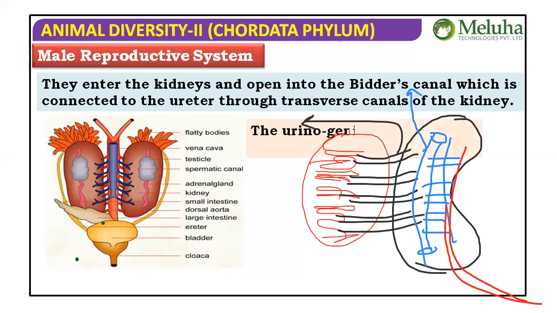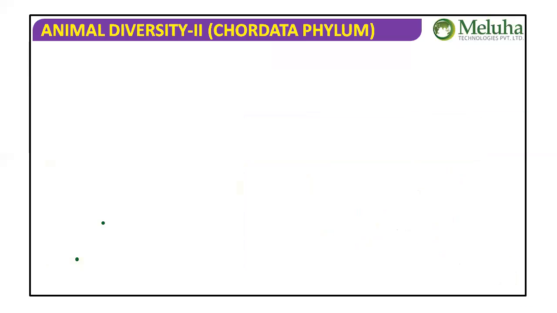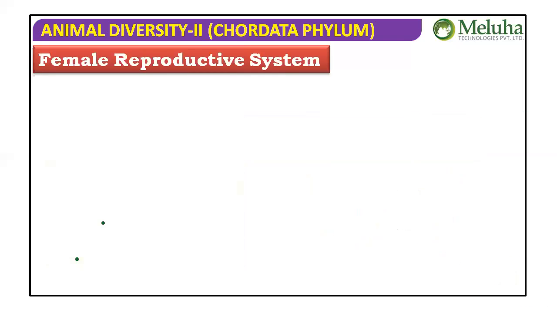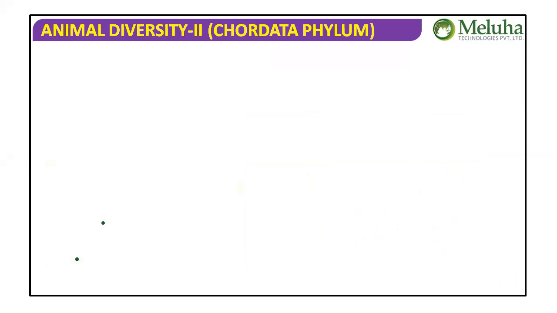The urinogenital ducts of both sides open into the cloaca. Why is the ureter called the urinogenital duct? Seminiferous tubules produce sperms, which pass through the vasa efferentia and the Bidder's canal, and enter into the ureter. The ureter transfers urine and the sperms also travel through it. That's why we can call it the urinogenital canal. A little hypothetical visualization is required here.